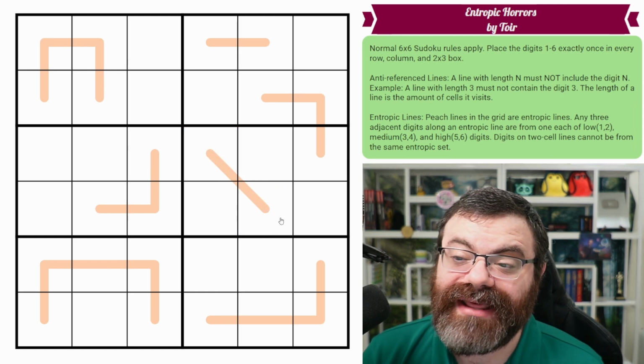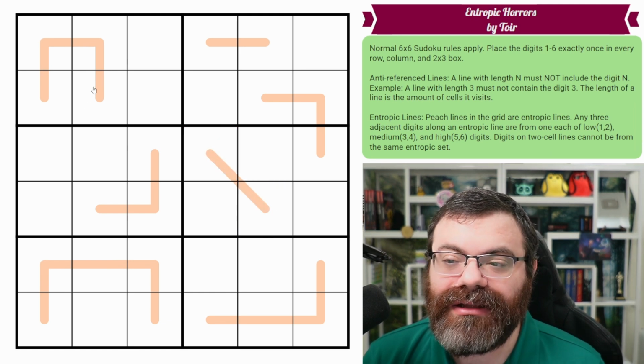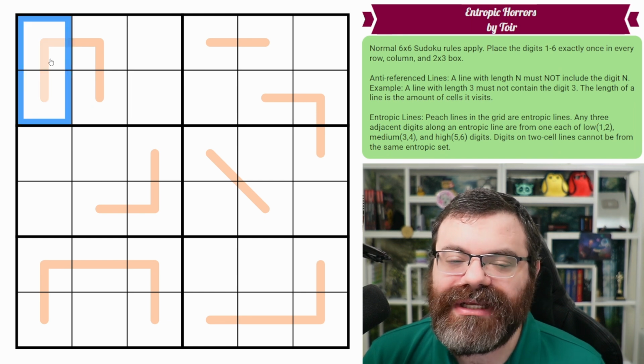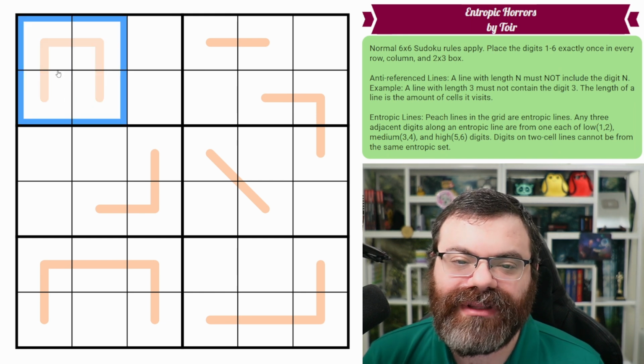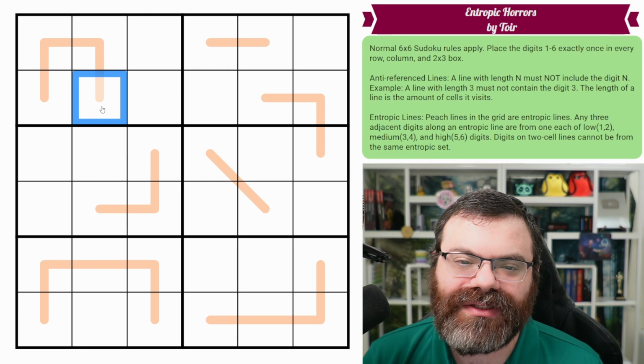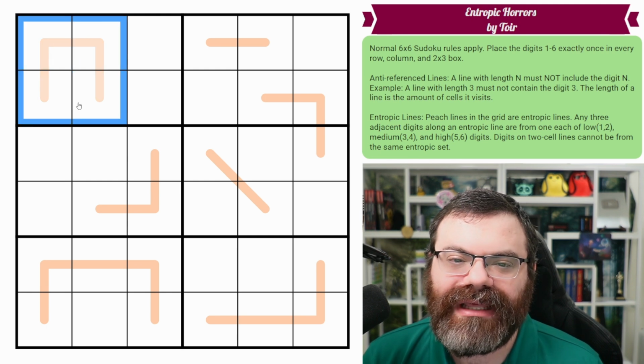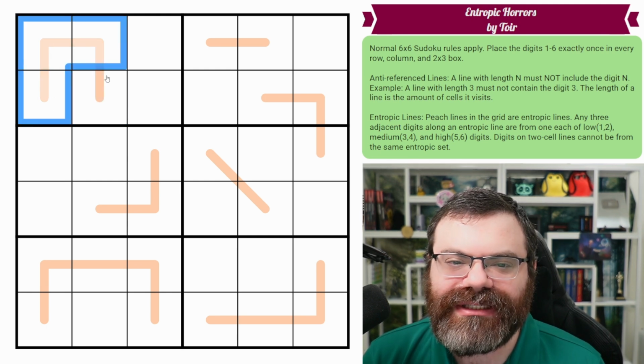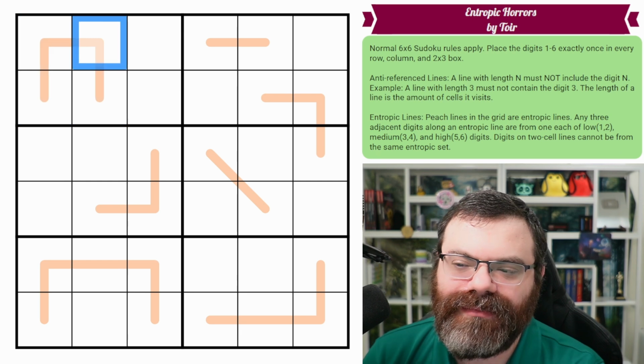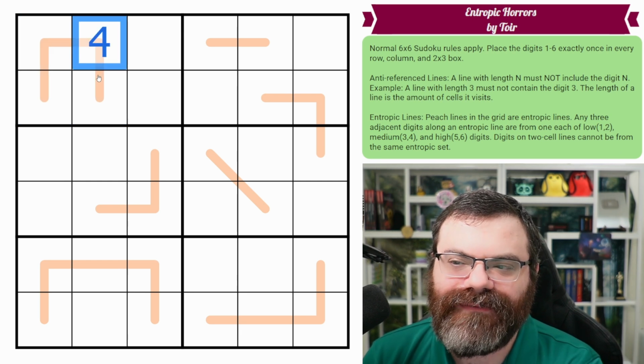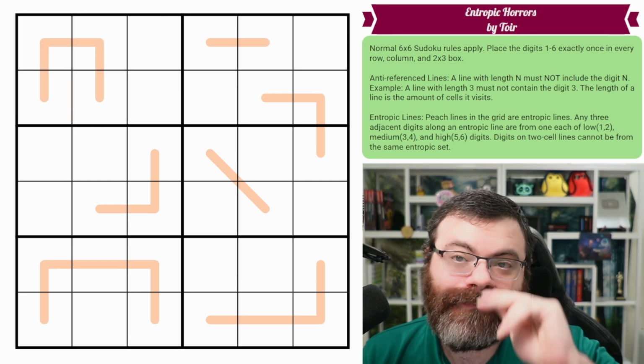Okay, in addition to that, the lines are also anti-reference lines, which means whatever the length is, like length 4 for this line, it occupies 4 cells, so it's length 4. It cannot have that digit. So this is length 4, meaning it cannot have a 4 in it. If we place a 4 in it, we break the anti-reference lines. And that's it. Those are the rules.